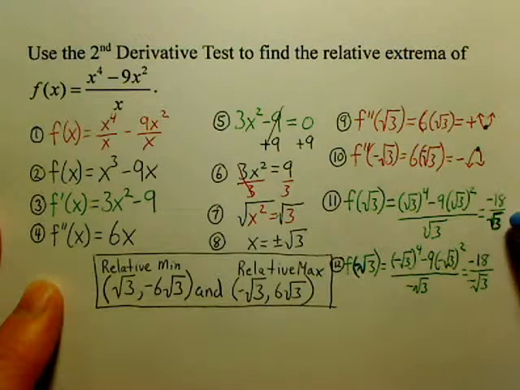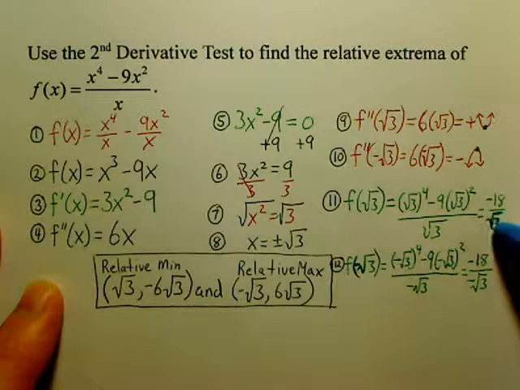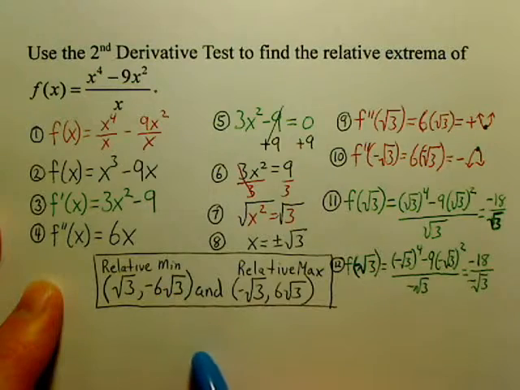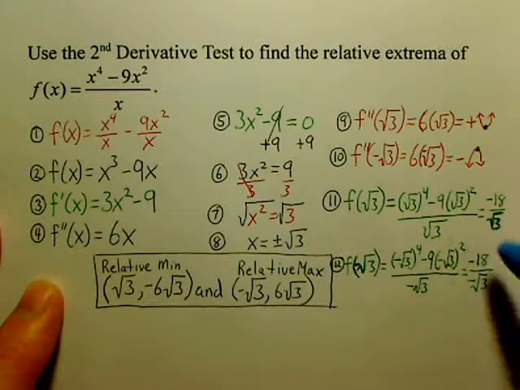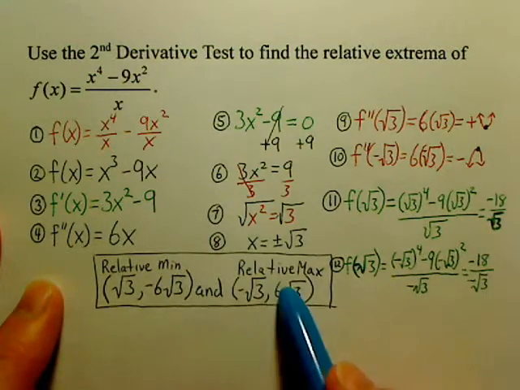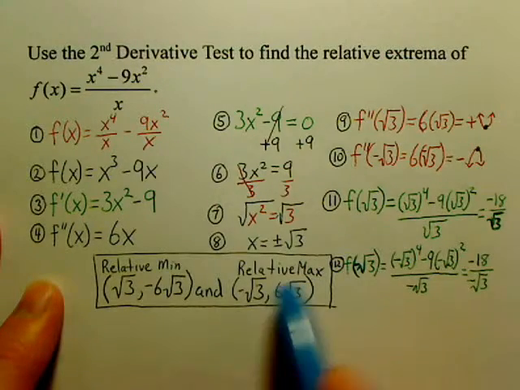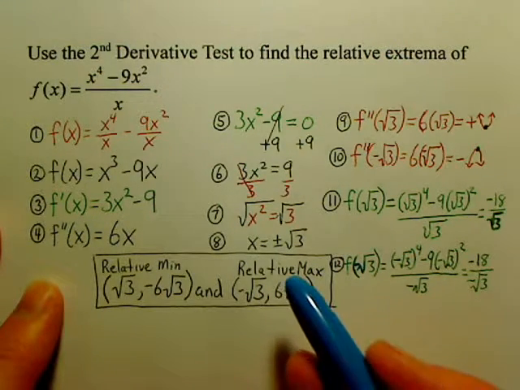Well, what I did is I multiplied top and bottom here by the square root of 3, which becomes a 3 down here. And 18 over 3 is 6. We just tend to not want square roots in the denominator, so I got the square root out of the denominator. So I just got the whole coordinate. These are some really ugly coordinates.